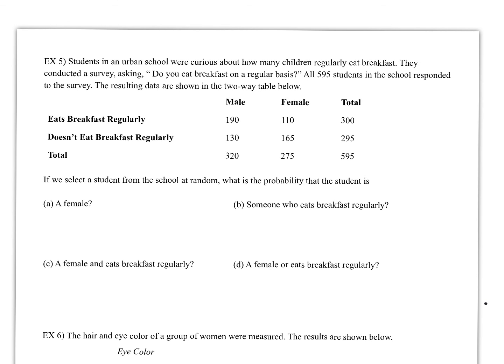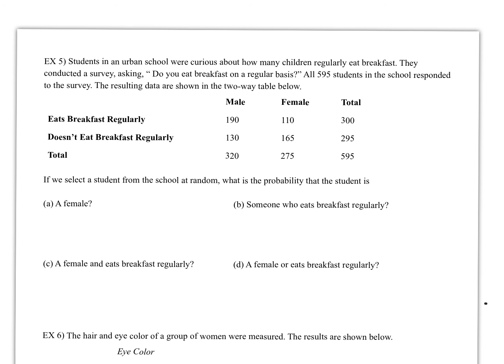In our next example, students in an urban school were curious about how many children regularly eat breakfast. They conducted a survey asking, do you eat breakfast on a regular basis? All 595 students in the school responded to the survey. The resulting data are shown in the two-way table below.